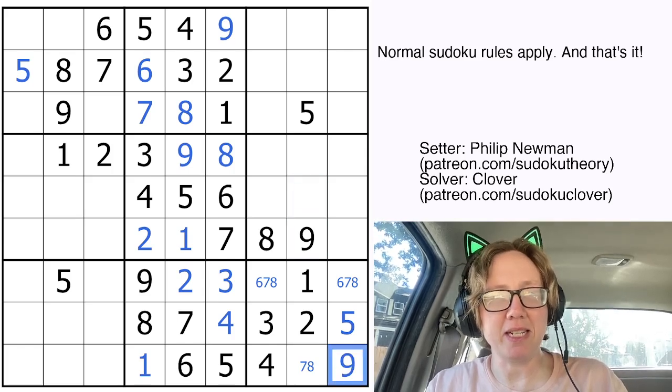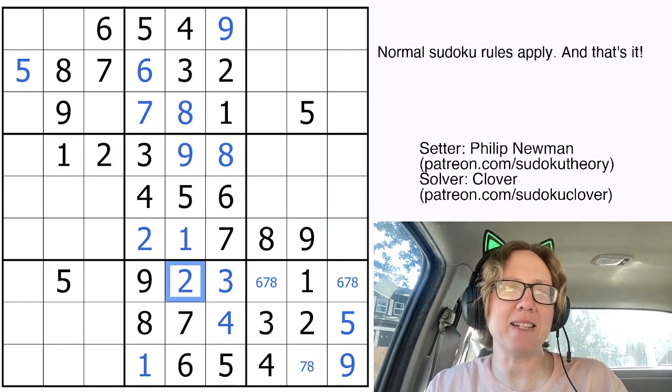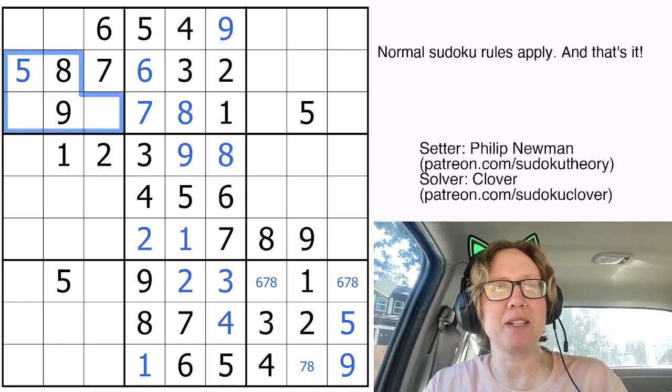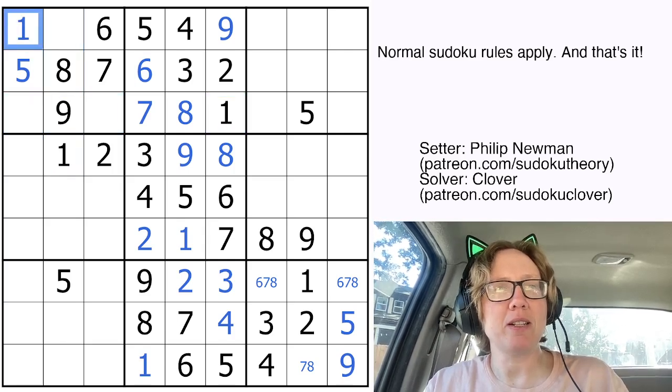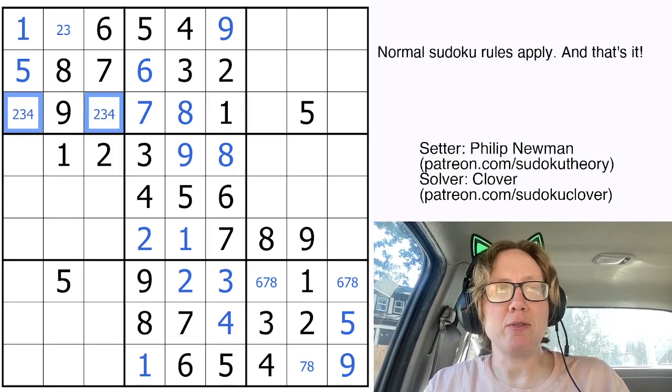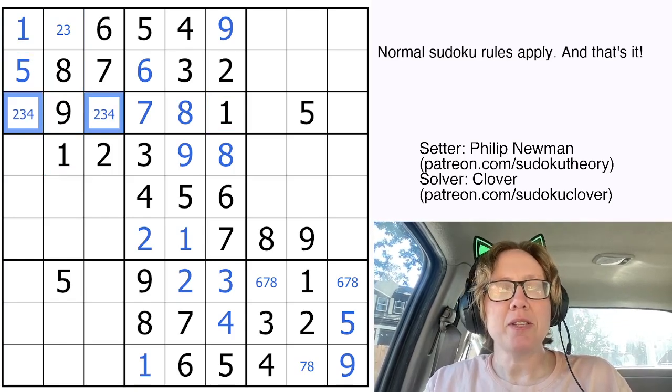That places a 9. Doesn't place anything else, but that's enough to go on that we can do some pencil marking up here in the symmetrical region. 1 is ruled out of these 3 cells, so it goes here. That's 2 or 3. These are 2, 3, or 4. So what do we need next?